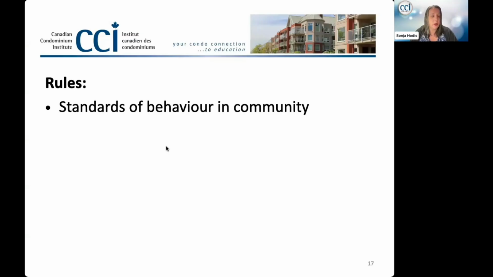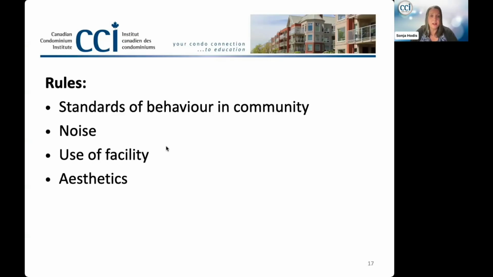Now, the rules, again, in the hierarchy, they're under the bylaws, which is under the declaration. And so rules, really, again, they're another place where you might want to look to see what you can and can't do within your unit, what you can or can't do on the common elements. And they really sort of govern how people should be behaving in the community, in your specific community. A lot of times they will deal with noise, they will deal with using different facilities that the condominium corporation may have, they will deal with aesthetics.